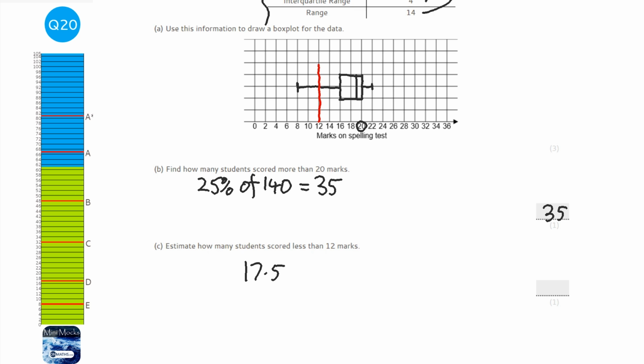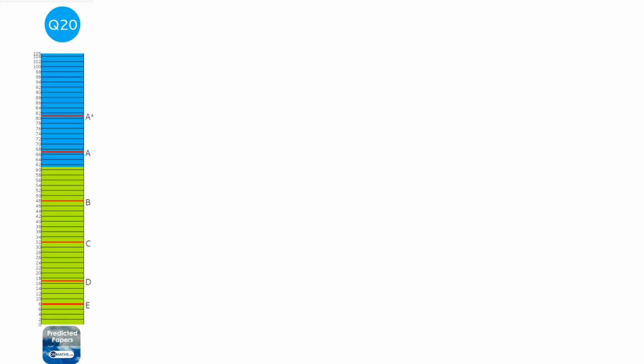So on this question, I would expect that you could either write 17 students or 18 students. And what am I going to say? I'm going to say 17 students. It doesn't actually matter which one you write down, because you've shown that it's 17.5, well, you can't get half a student, so let's go for 17, or let's go for 18.